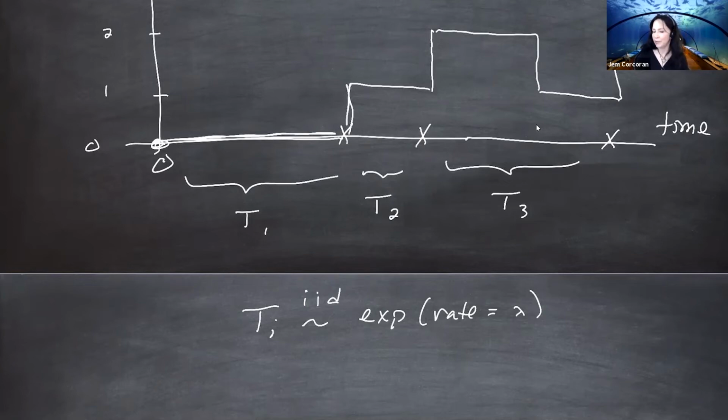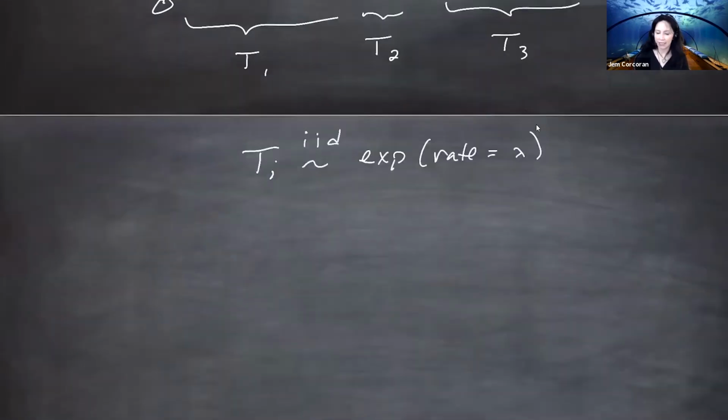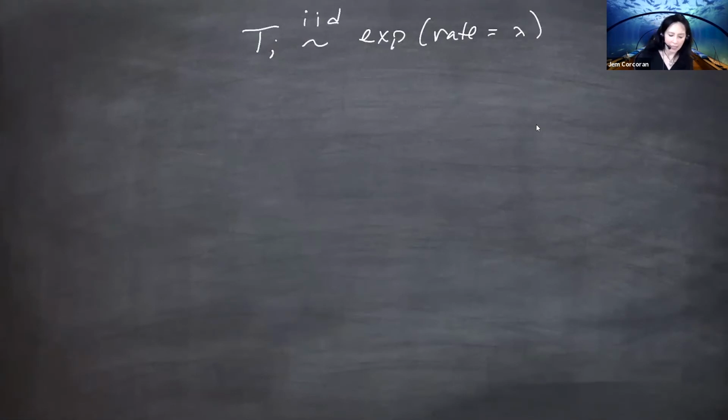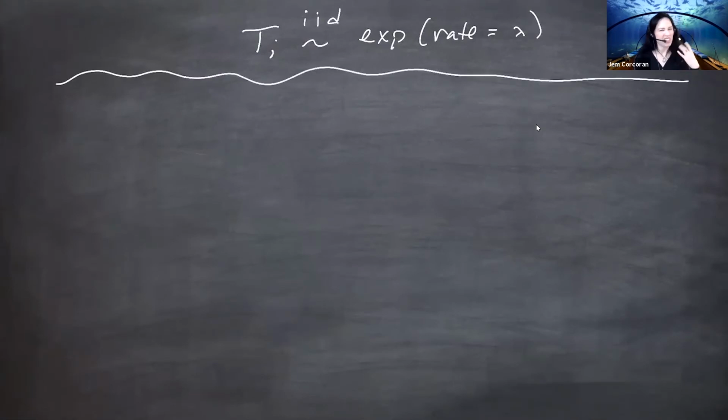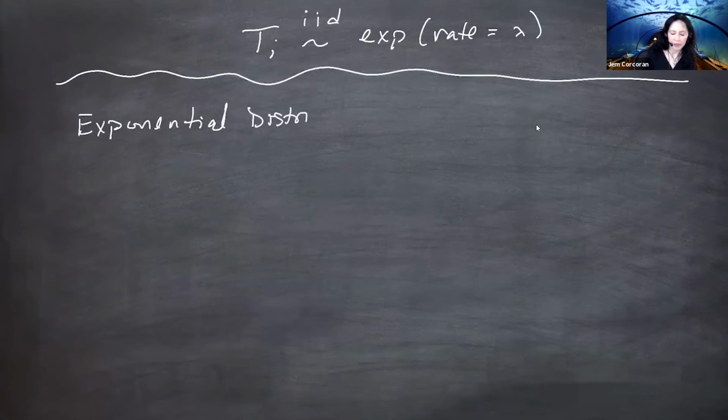Okay, so let's talk about the exponential distribution. I'm going to forget time right now and just go back to X's for our random variables. So here goes, the exponential distribution. This is a continuous random variable.